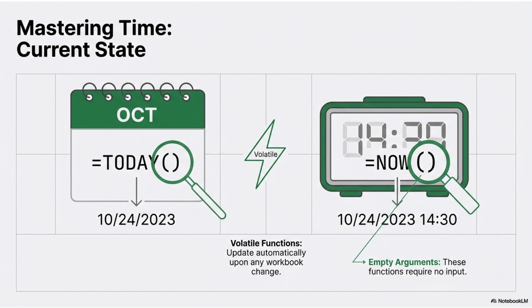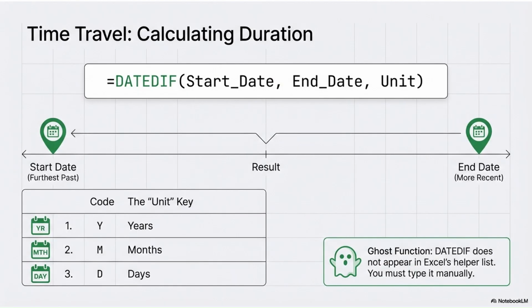Mastering time, current state. Time functions in Excel are often volatile, meaning they update automatically every time your workbook changes. Equals TODAY returns the current date. NOW returns the current date and precise time. Note that these require empty arguments. You don't need to type anything inside the parentheses.